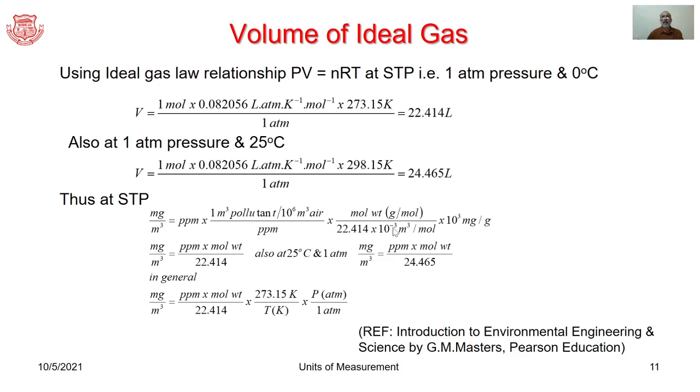Similarly, at 25 degrees centigrade, this expression would alter its form as ppm into molecular weight divided by 24.465. So in general, this expression can be put up as milligram per cubic meter is equal to ppm into molecular weight divided by 22.414 into 273.15 Kelvin divided by temperature in Kelvins into pressure, atmospheric pressure divided by 1 atmosphere.